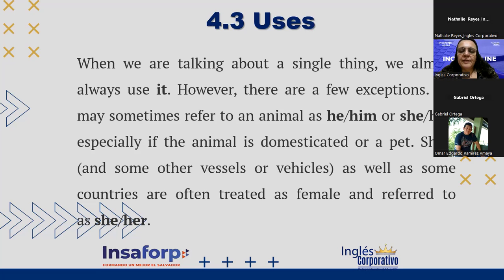Ships and some other vessels or vehicles, as well as some countries, are often treated as female and referred to as she or her.